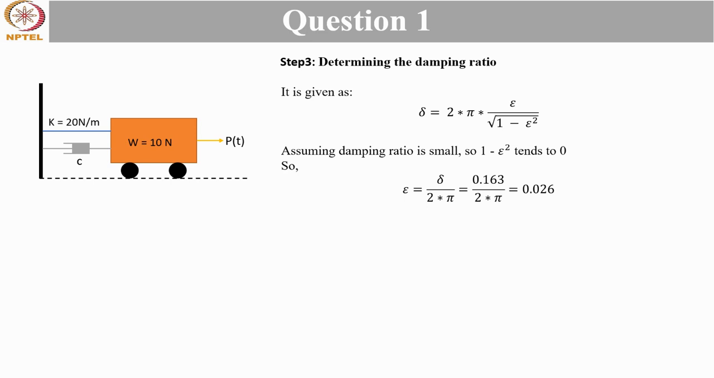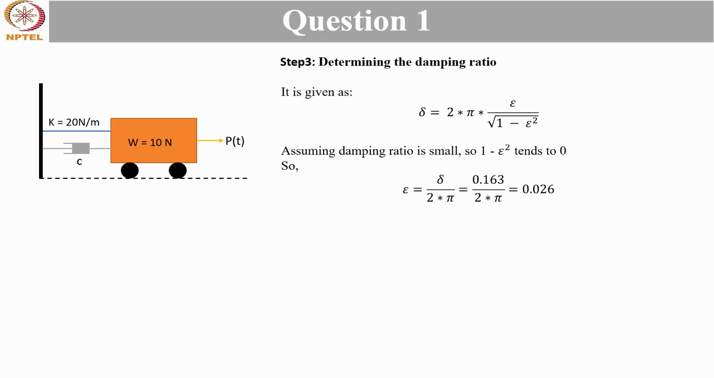So, let us assume that the damping ratio is small. When this holds true, when the damping ratio is less than 10%, generally this relationship holds, when it is very small. So when we assume that the damping ratio is very small, we can say that 1 minus epsilon square will tend to 0. So we can directly write delta is equal to 2 pi epsilon.